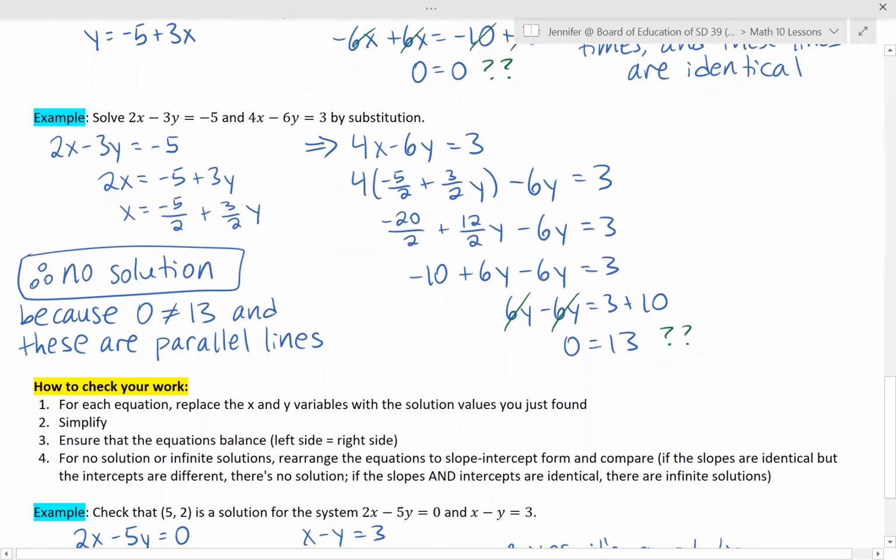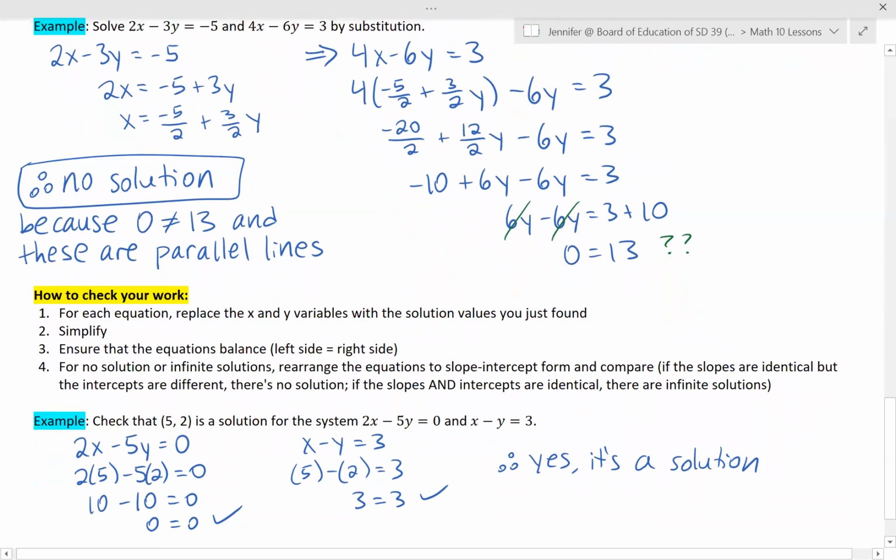So I want to go over how we can check our work because there is an easy way to do so. Let's say you get an answer, an x and a y, and you want to check that it's right. For each of the equations in your original question, just replace the x and y variables with the solution values that you just found. Then you simplify that and ensure that the equations balance, left side equals right side.